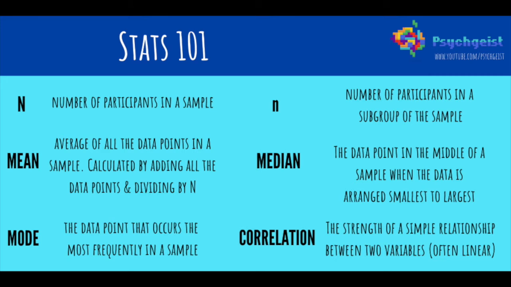So let's review. N is the number of participants in a particular sample, with the big N representing the whole sample and smaller n representing different subgroups of the sample. Mean is an average in any particular set of data. Median is the data point in the middle of the data set when you arrange the data from smallest to largest. Mode is the data point that occurs most frequently in the data set. A correlation is a linear association between 2 variables that represents a relationship but does not imply causation.